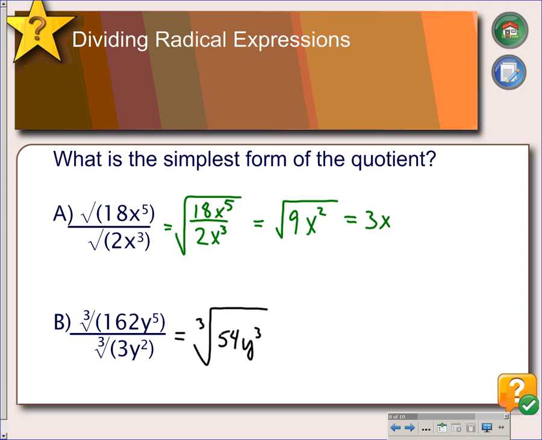We still have to simplify this, so we're going to factor the 54. 54 is 6 times 9. 6 is 2 times 3. 9 is 3 times 3. We're looking for groups of 3 because it's a cube root. So we have one group of 3 and a 2 left over. With the y's, we have the cube root of y cubed, so that's just going to be y to the first power on the outside with nothing left over, and that's our simplified answer.